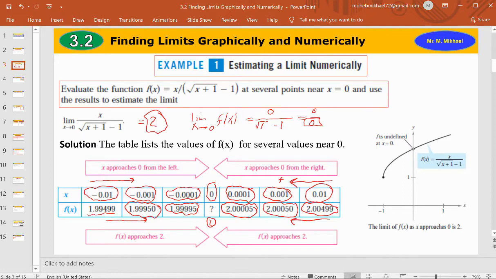This is the graph of the function on the right part of this page. If you study the x values from the left, as x values approach 0 from the left, the y values approach this value, which is equal to 2. The y value here is equal to 2. And as x approaches 0 from the positive direction, the y value also approaches 2. And as you see, guys, numerically and graphically, they are integrated together and they give us the same result.